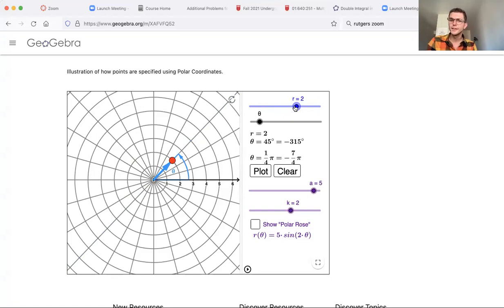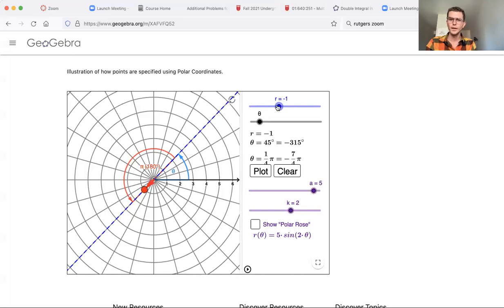Now I like this animation because it shows you the following. I don't know how standard this convention is in Calc 2, but it could have been the case that you were taught about polar coordinates allowing for r to be negative, right? So here, for example, you see r equals -4. I don't know if that was something completely common that everyone did.